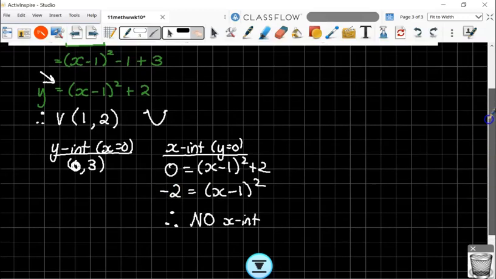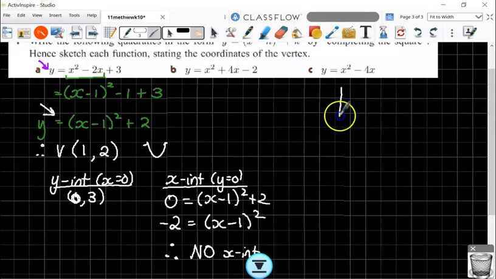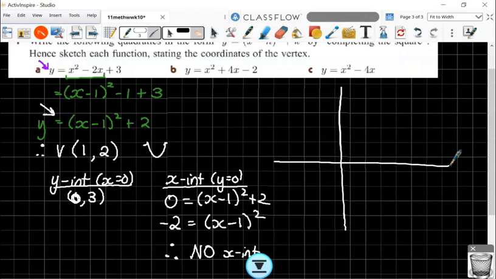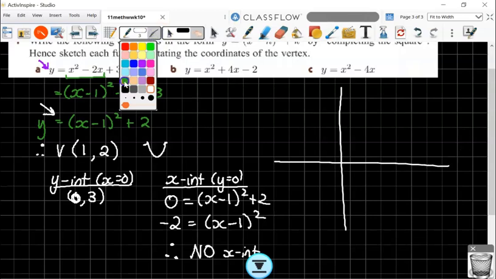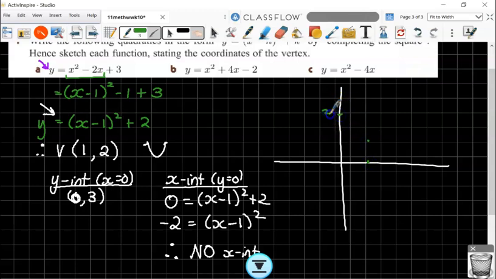Now this doesn't mean the graph doesn't exist. It means what? Doesn't go through the x axis. Absolutely spot on. So we've got 1, 2. We've got a y-intercept here of 3. And it's sitting totally above, and we've justified that. Does that make sense?